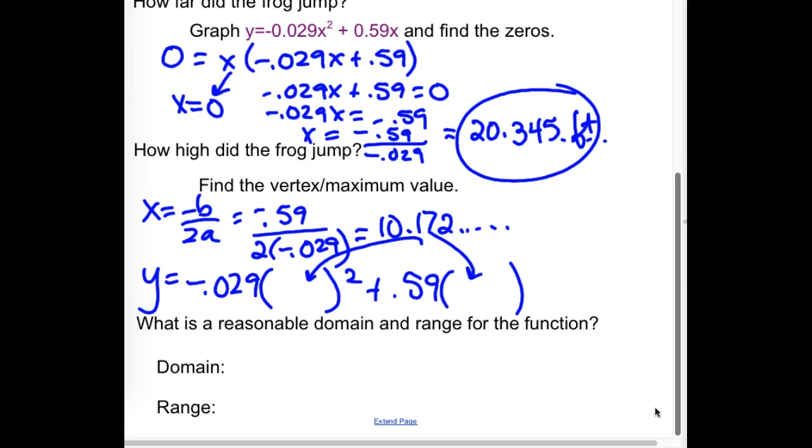Negative 0.029 times, and then I want you to recall your answer. To do that, you hit the second key and your little negative key. Should say ANS above it for answer. And that's going to dump that previous decimal in there. Then you can hit your square key, plus 0.59, and then dump that answer in again.